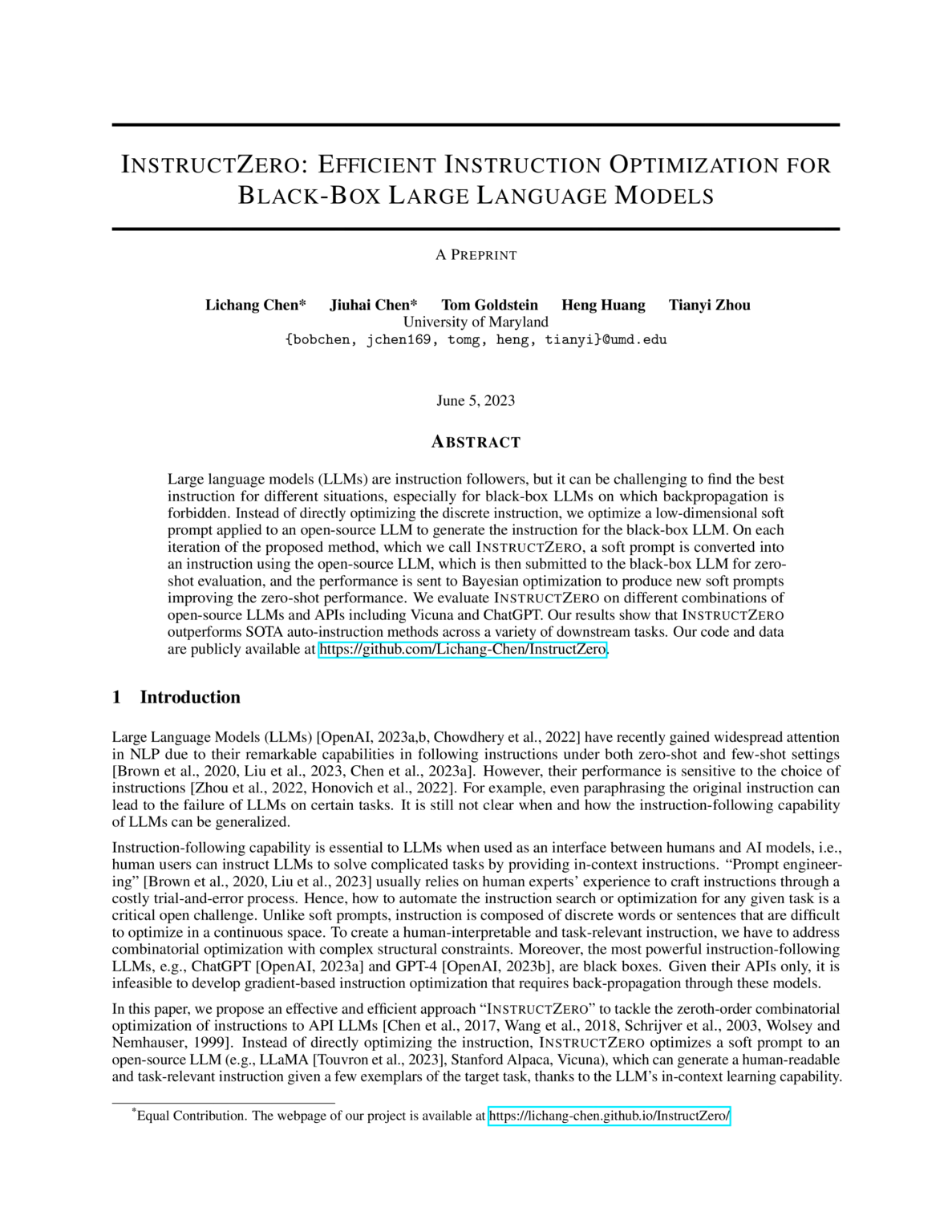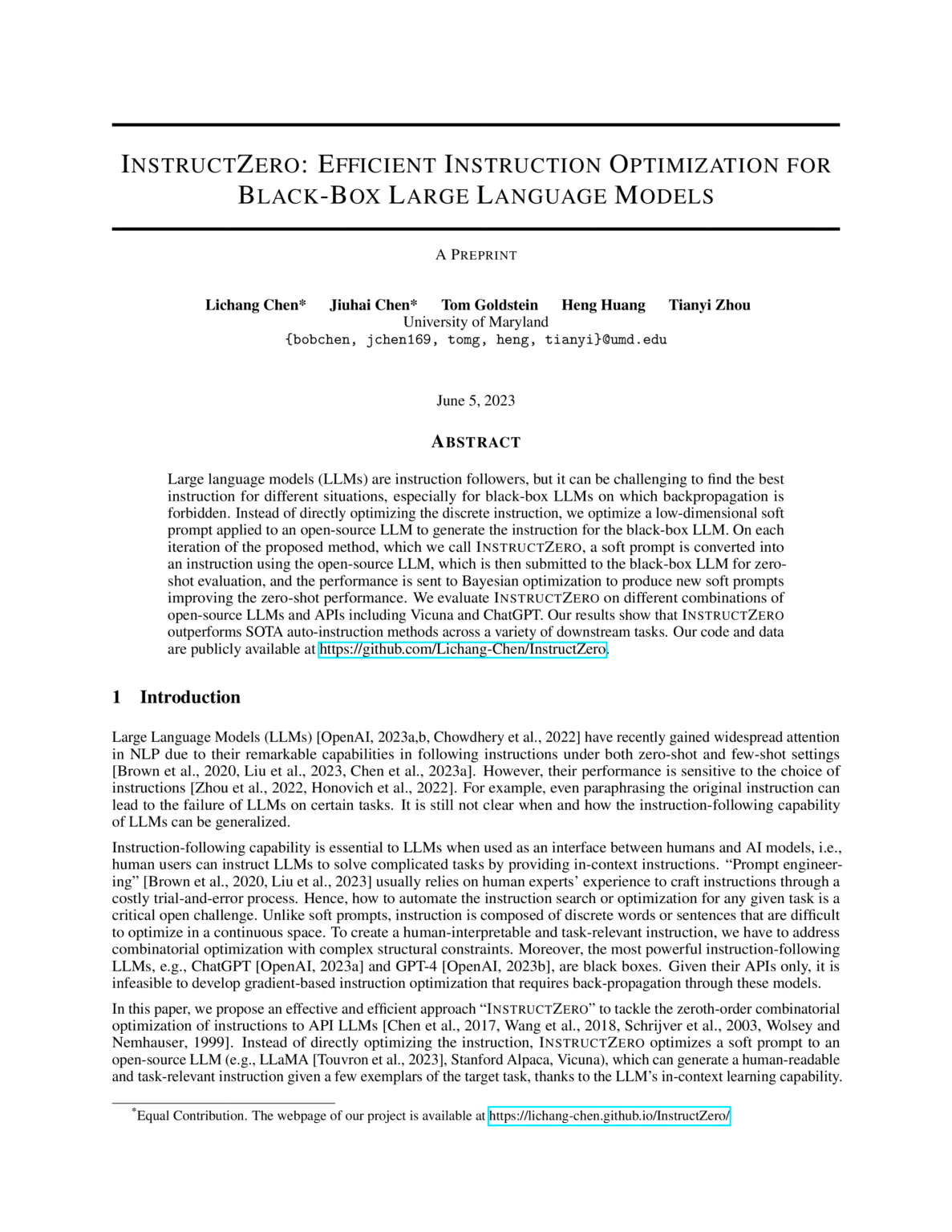Rather than optimizing the instruction v in its original form, InstructZero applies a soft prompt p to an open-source LLM g. This LLM then converts the soft prompt to a human-readable and task-relevant instruction v using kappa examples drawn from the target task. The instruction is then applied to the black box LLM to give a zero-shot prediction f(v, x). We then collect performance scores from target task data to estimate our objective function, using a method called Bayesian optimization. This helps us suggest new soft prompts for creating improved instructions.